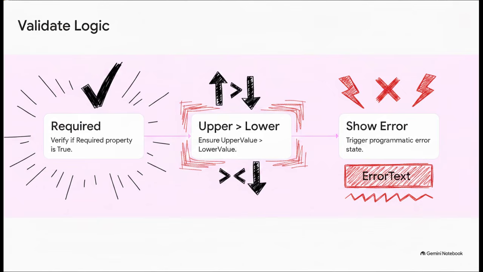If it's invalid, it automatically triggers a programmatic error state. The whole component visually shifts to an error color and displays your custom error text right beneath it. It completely saves you from writing all that boilerplate logic.